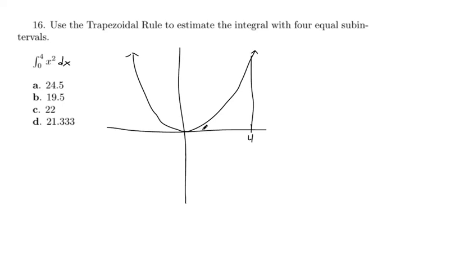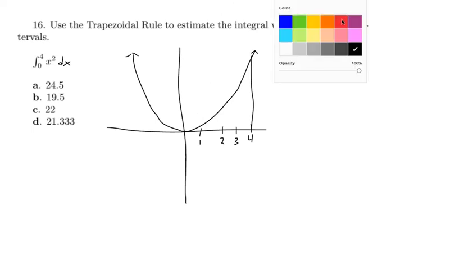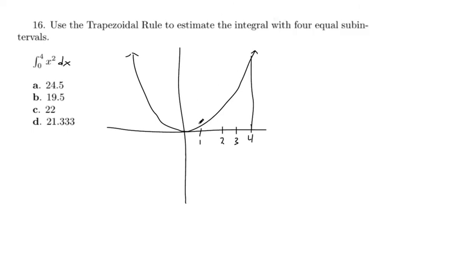And so since they told us 4 subintervals, 0 to 1, 1 to 2, 2 to 3, and 3 to 4, we've got 4 nice trapezoids we're going to make. So that's all you have to do with the trapezoid rule, is just draw 4 trapezoids using the left and right endpoints of those intervals. Okay, so it's actually easier if we start from somewhere in the middle, because the first one will be a triangle.